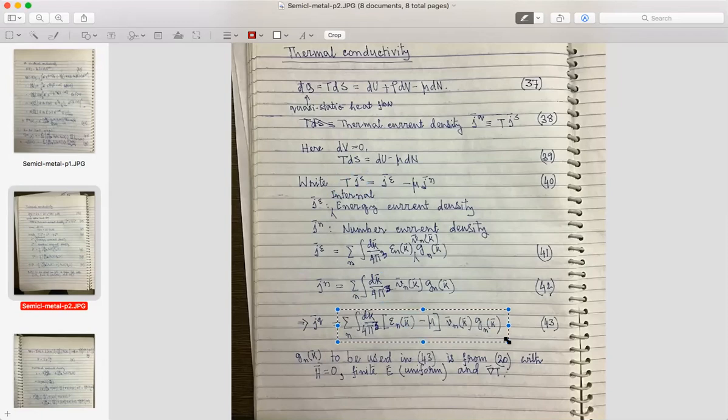Now, Gn is the same non-equilibrium distribution function that we have derived. And so we will take a situation where H is zero, there is no magnetic field. Of course, there is a temperature gradient, and in general, there is an electric field, a uniform electric field. So that is the situation we are considering now.